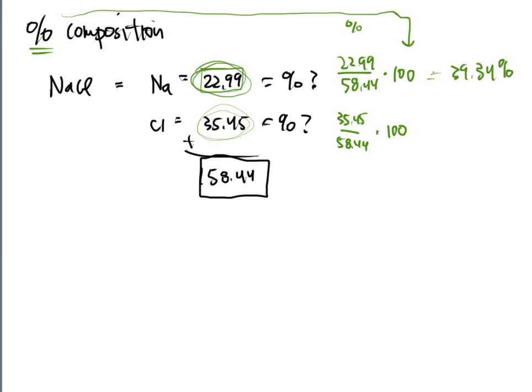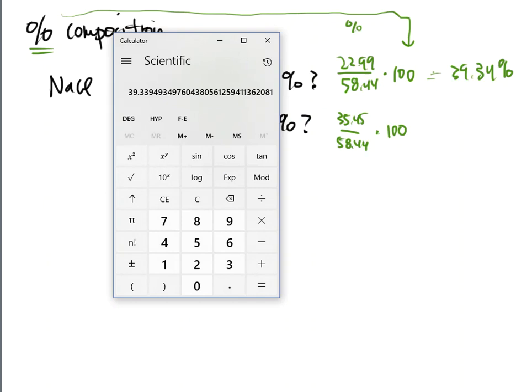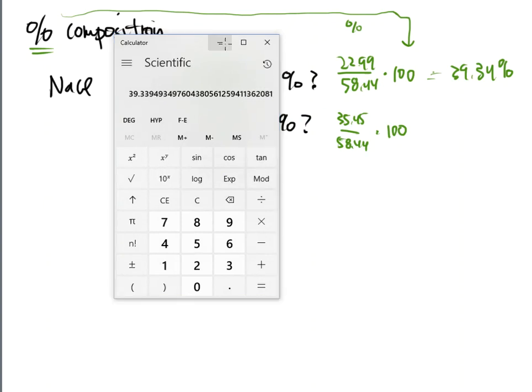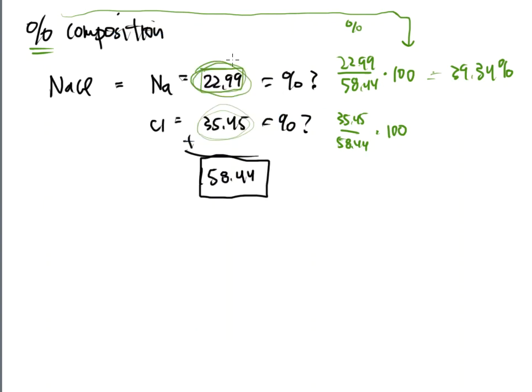39.34%. That's basically the percent composition for sodium, right? Meaning that out of the formula weight, the 58.44, sodium is worth 39.34% of that total. That's what percent composition is basically telling me. 39.34% of that weight is coming from the sodium ion.